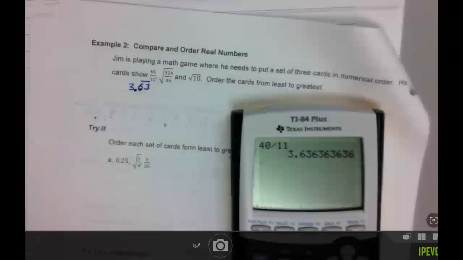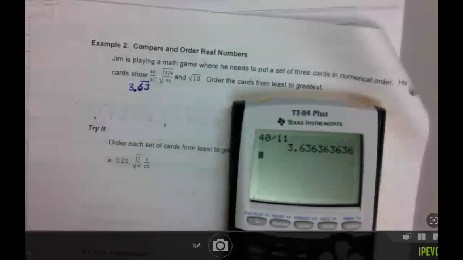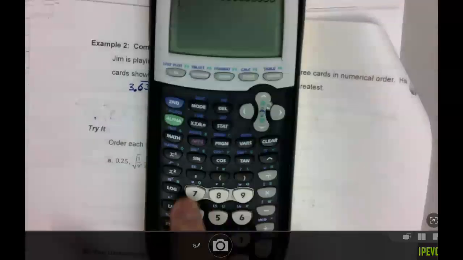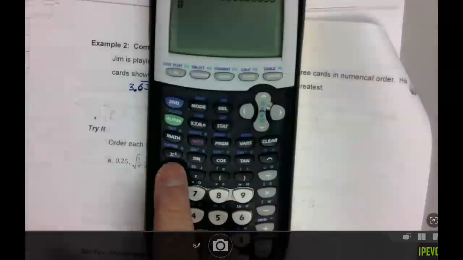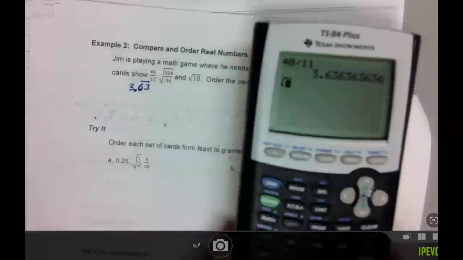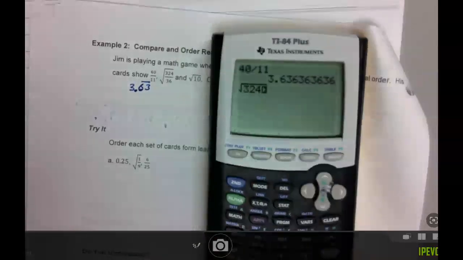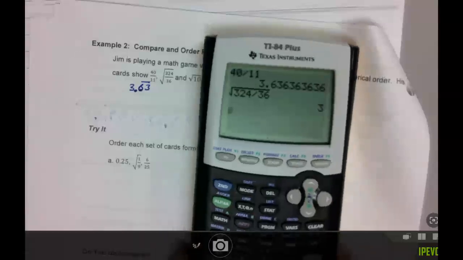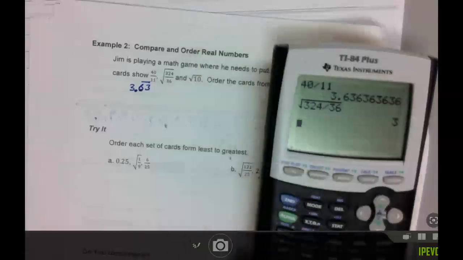Okay, now, let's do the next one, 324 divided by 36. So hit the second key, hit the blue key, and then the square, right here. Everybody see that? And then hit 324 divided by 36 and it equals... Ooh, that one there reduced down nicely, didn't it? Everybody get 3 for that one? Correct? So that one's 3.